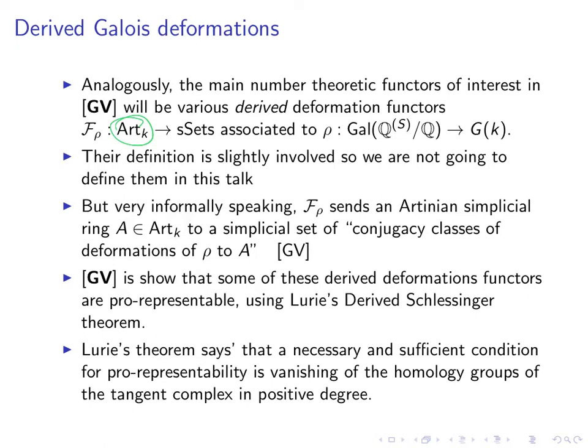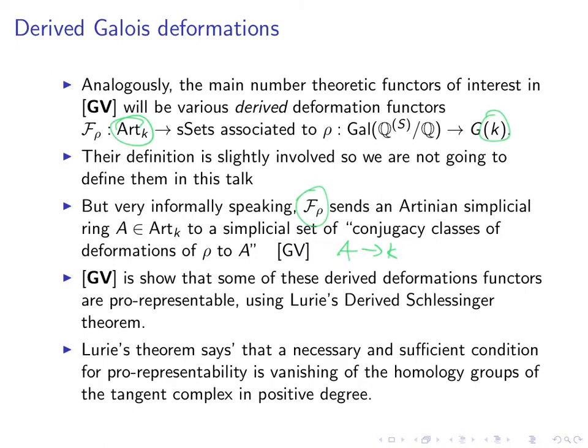But informally speaking, what Galatius and Venkatesh say is the functor sends an Artin simplicial ring A to a simplicial set of conjugacy classes of deformations of rho to A. So again, the coefficients of rho are in K, and A has a map to K, and so we're kind of deforming the coefficients to A. That's a little bit of a naive or informal description.